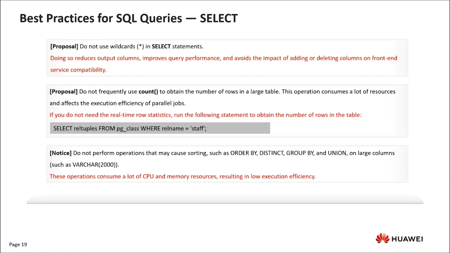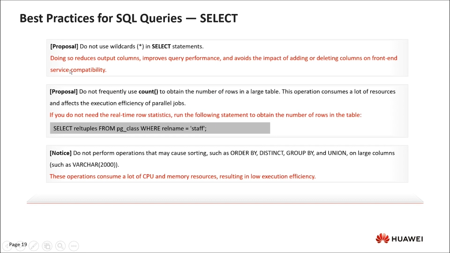After the introduction of best practices for the where clause, we can now see some suggestions for select queries. There are two proposals and one notice here. Firstly, when querying, we should try not to use wildcards in a select statement. When we use wildcards, we are simply selecting all the columns of the table, but maybe not all columns are needed. So we should specify exactly which columns we need in the select statements. Also, this may cause some front-end service compatibility issues.